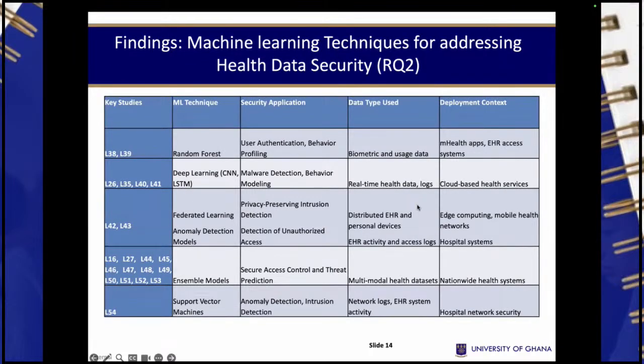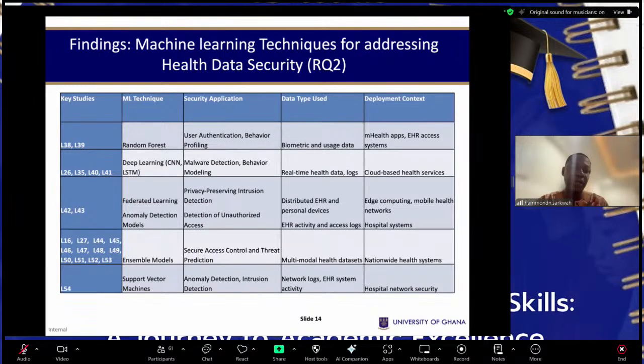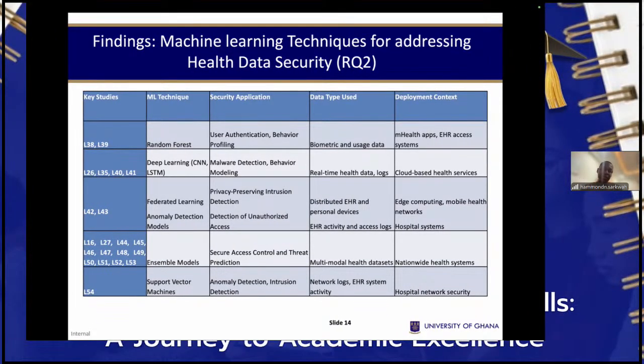Then research question 2, looking at machine learning and security. We can see on our left-hand side the papers, where L38 and L39 talk about user authentication and behavior profiling. When you come to L26, it talks more about malware detection and behavior modeling. These are some of the papers that came out. From there, we were able to tell the data type, and we were able to talk about the deployment, in what context area, where this system was used.